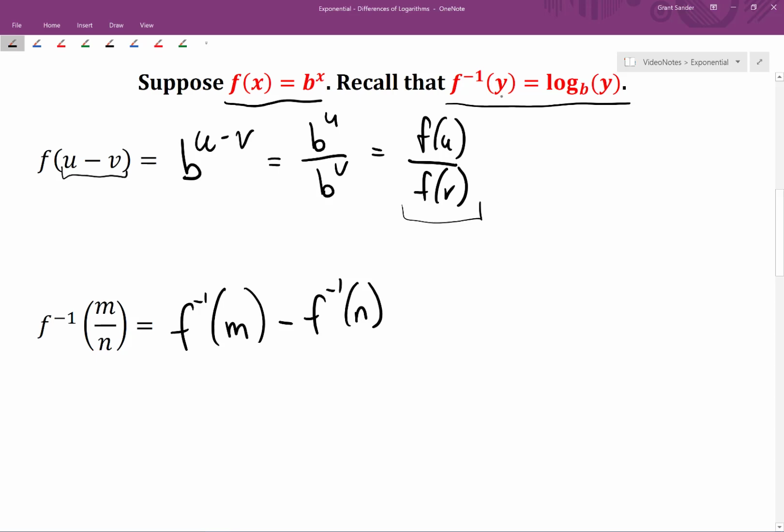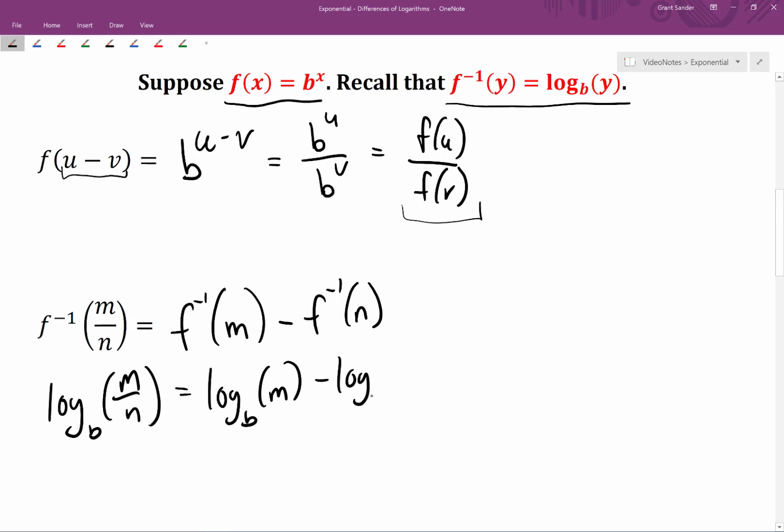Now this f inverse takes y as an input and then outputs log base b of y. So we can rewrite both of these to say that log base b of m divided by n is equal to log base b of m minus log base b of n.